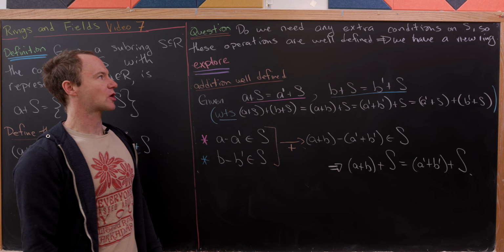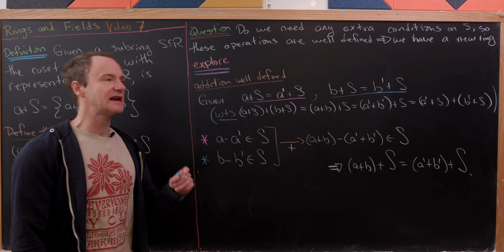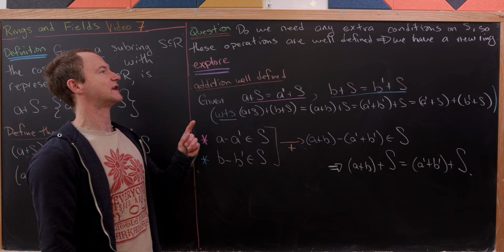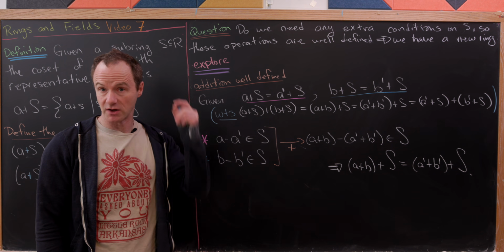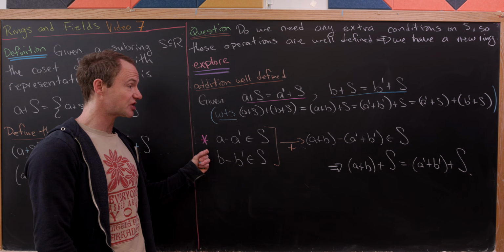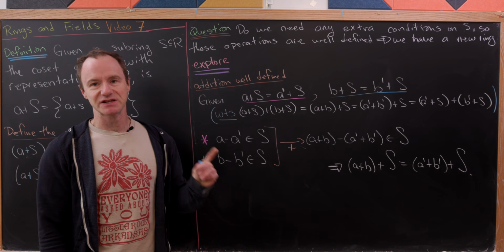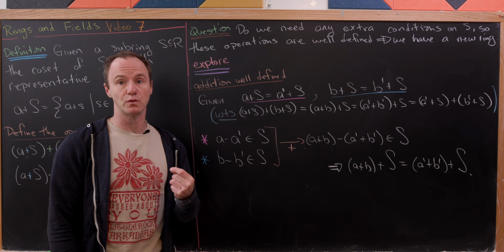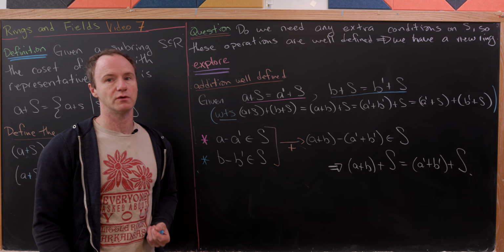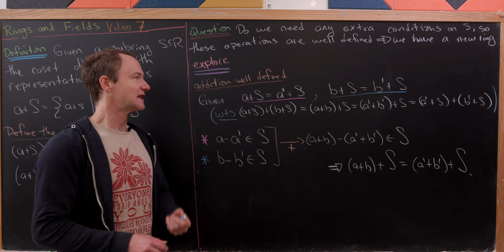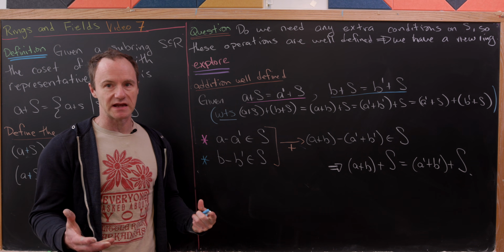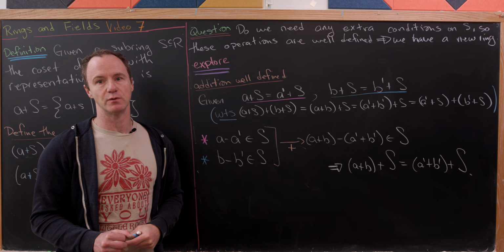So if we go up here to our question, it says, do we need any extra conditions on S so that the operations are well defined? Well, in the case of addition, we do not need any new conditions. But as we'll see, with multiplication, we do need to include a new condition. Okay, so let's explore what we need for the multiplication to also be well defined.